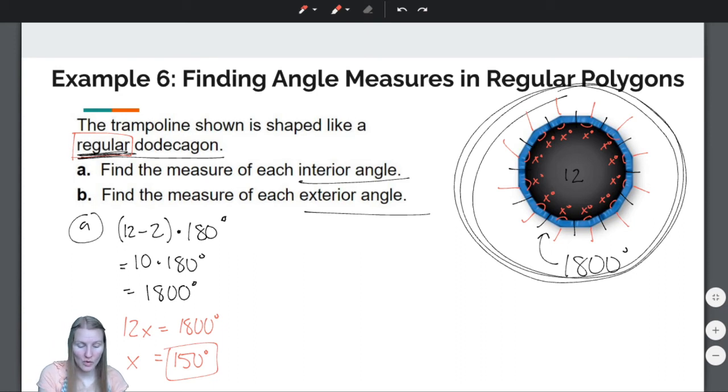Awesome. So the fact that this was a regular dodecagon was the key to this problem. If it was not regular, then these can't all be x's. They wouldn't all be the same. They'd be different. And then, who knows what to do? Not me. Not for this video.